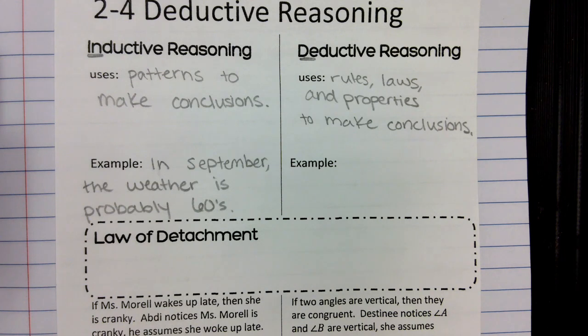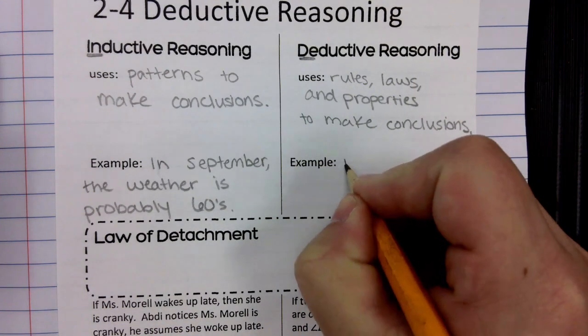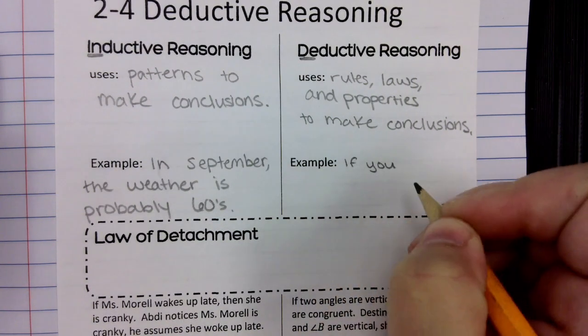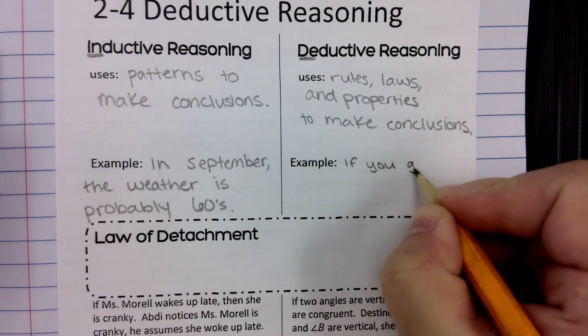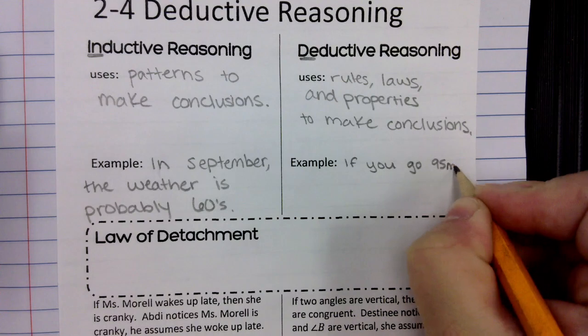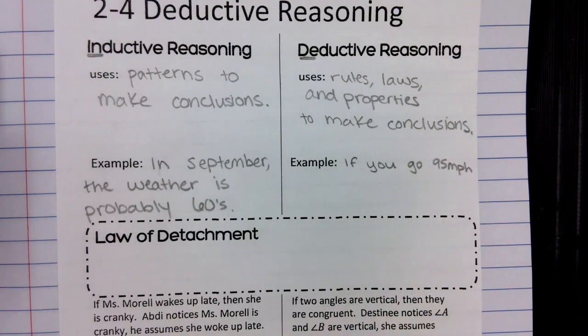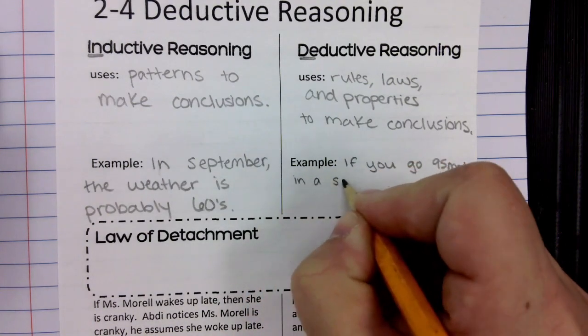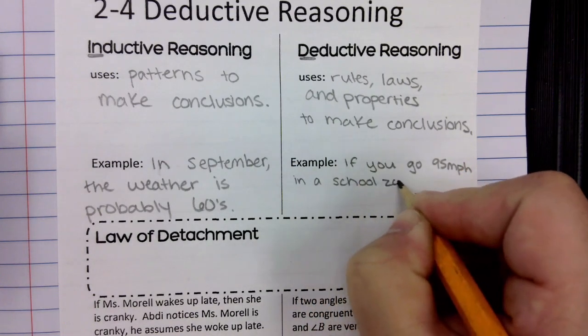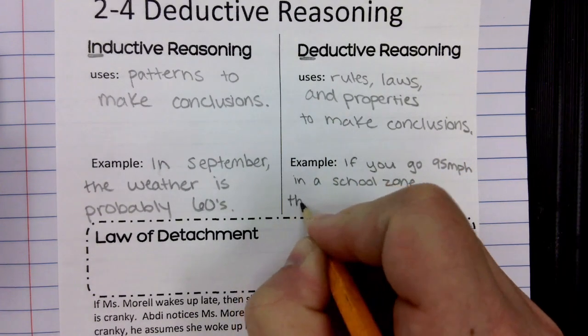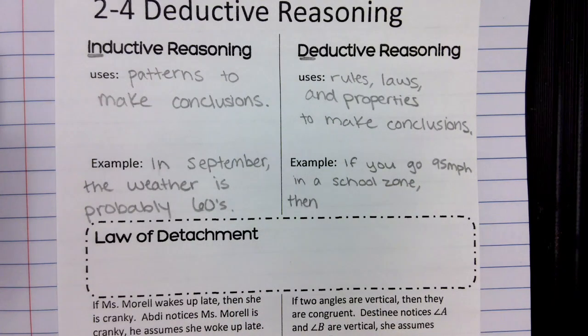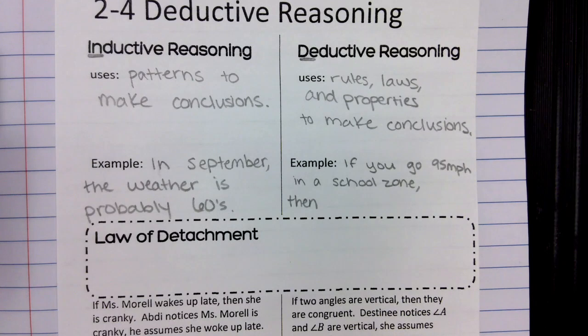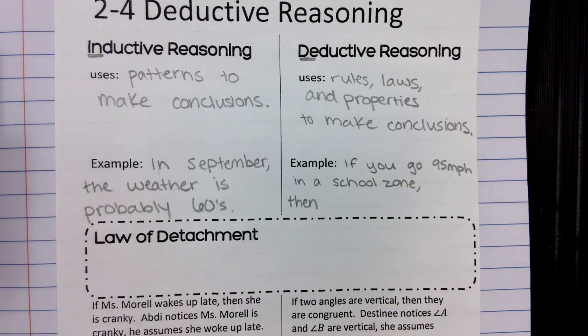So for example, if we're driving 95 miles per hour in a school zone, those of you that have taken driver's ed, already have your license or your permit, what's probably going to happen? Maybe jail, but for sure you're going to get a ticket.